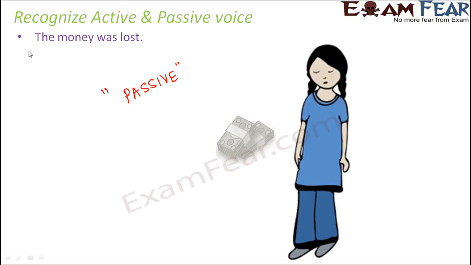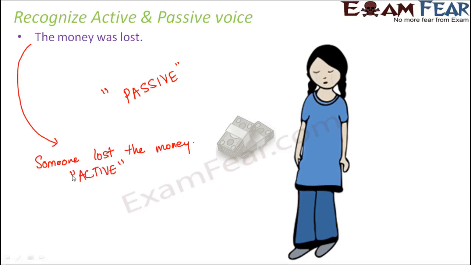So if you try to write this sentence in the active form, how can we write the same sentence in active form? We can write it somewhat like this: someone lost the money. Because this sentence clearly doesn't say who lost the money. So if at all we want to convert it into the active voice, we would write someone lost the money. In that case, someone becomes the subject and the subject does something. So the subject lost the money. So the subject is the doer of the action. So this would be active voice. So this is passive voice.